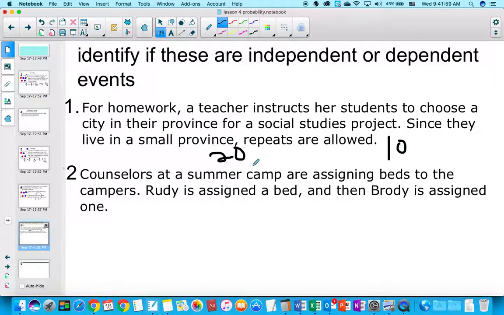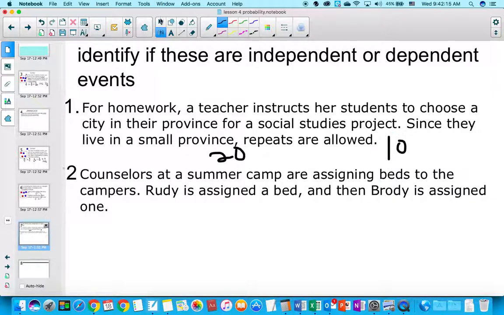But because you're allowed repeats, 2 people, for example, could say Calgary. 3 people could say Edmonton. 4 people could say Red Deer, right? So it doesn't change the total number of cities that they could pick from.